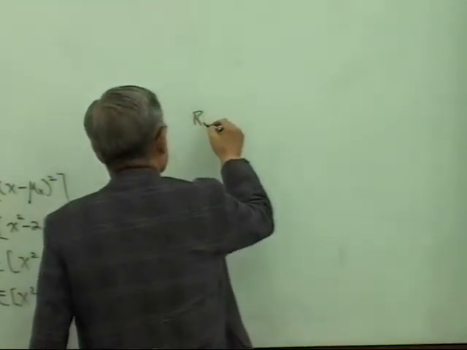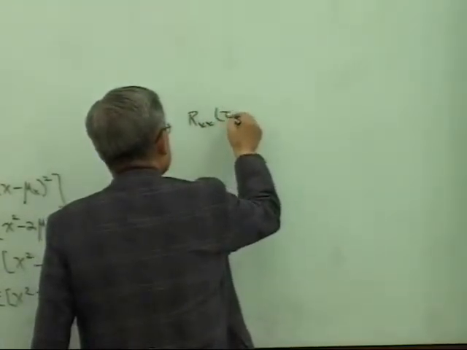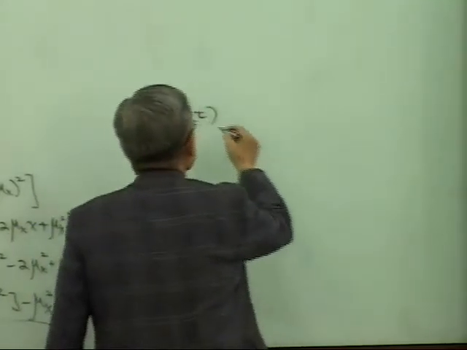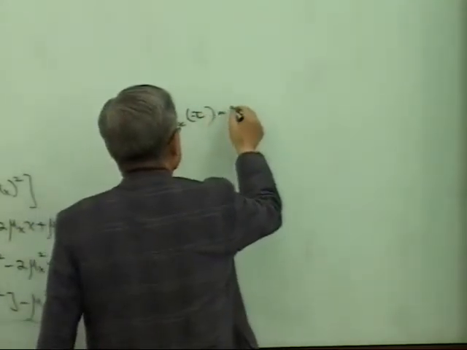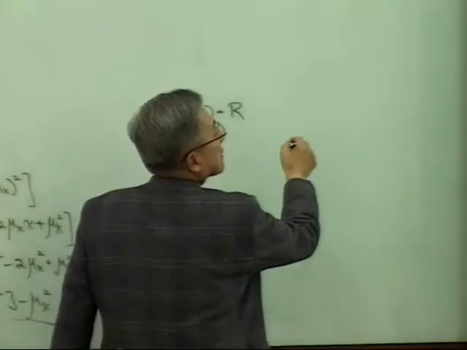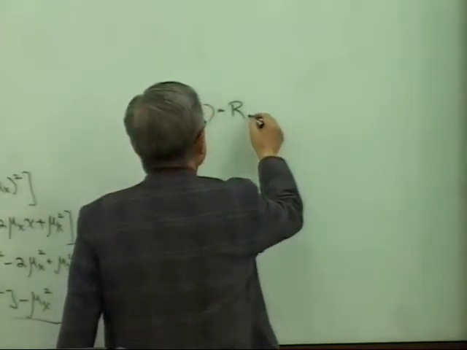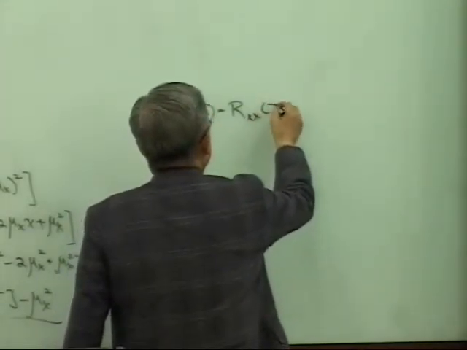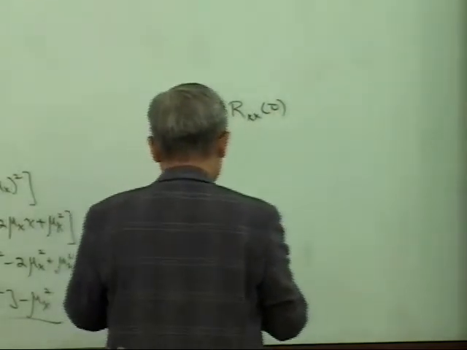Rxx of tau, minus tau, is equal to Rxx of tau. Let's see how I did.